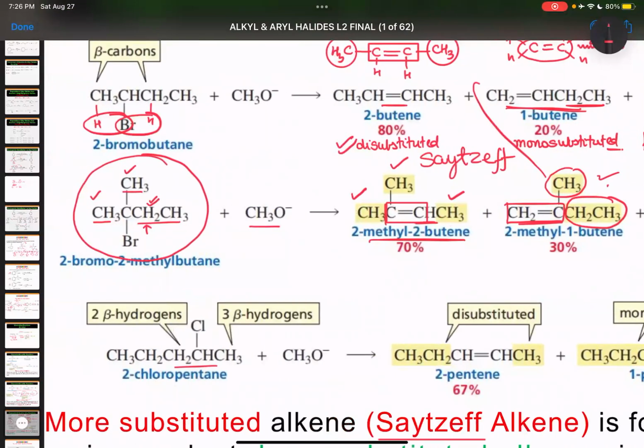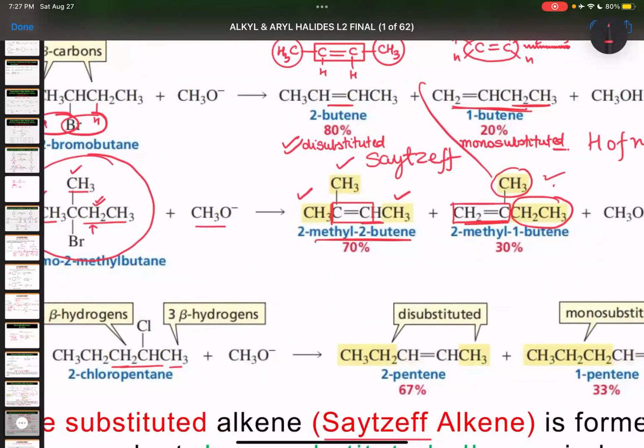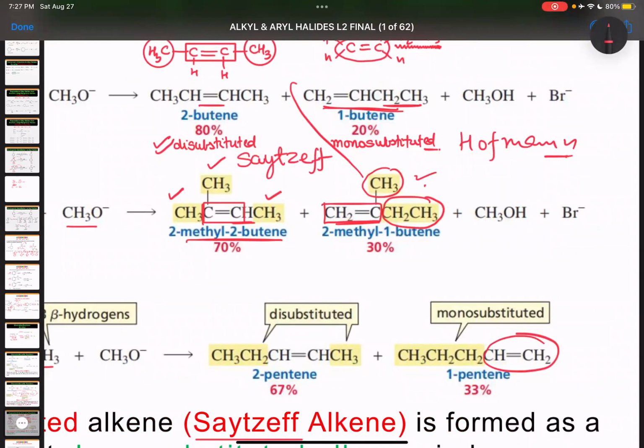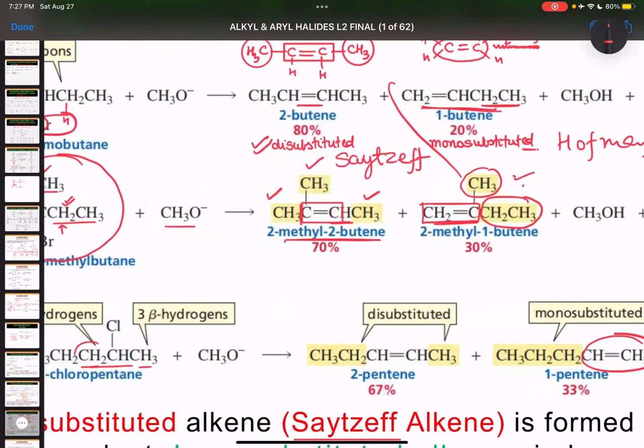Similarly, 2-chloropentane also you can draw. You can remove the hydrogen either from the methyl group or from the CH2 group. There are two groups on either side of the carbon which is connected to Cl. So if you remove the hydrogen from the CH3 on the right-hand side, you will have pent-1-ene. And if you remove the hydrogen from this carbon on the left-hand side, okay, you will have 2-pentene. Okay, so which one is going to be the major product? Pent-2-ene.